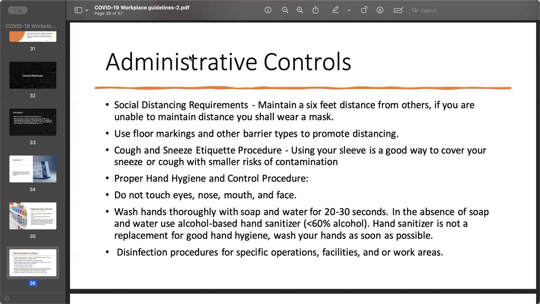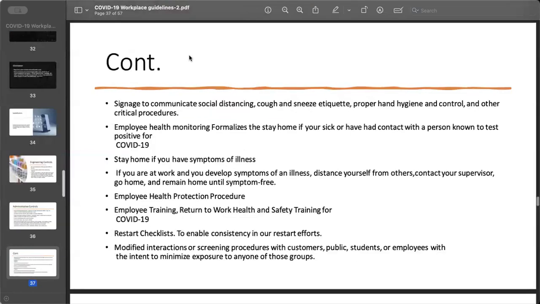Do not touch eyes, nose, mouth, or face. Wash hands thoroughly with soap and water for 20 to 30 seconds. In the absence of soap and water, use alcohol-based hand sanitizer. Hand sanitizer is not a replacement for good hygiene. Wash your hands as soon as possible. Disinfection procedures for specific operation facilities and or work areas.